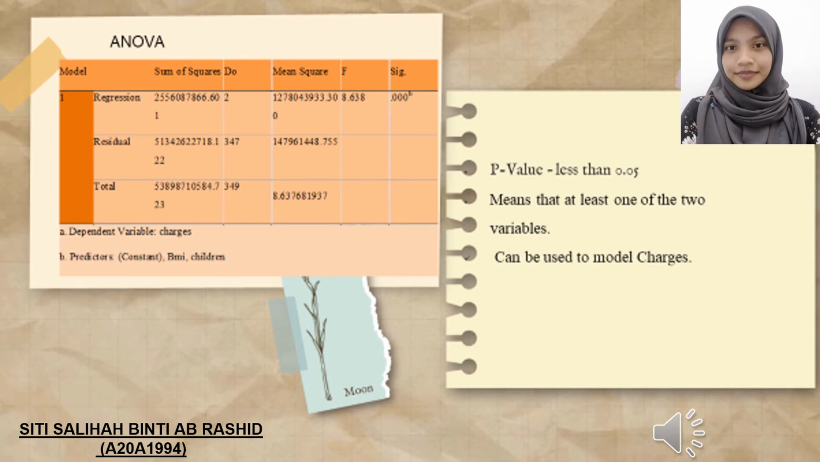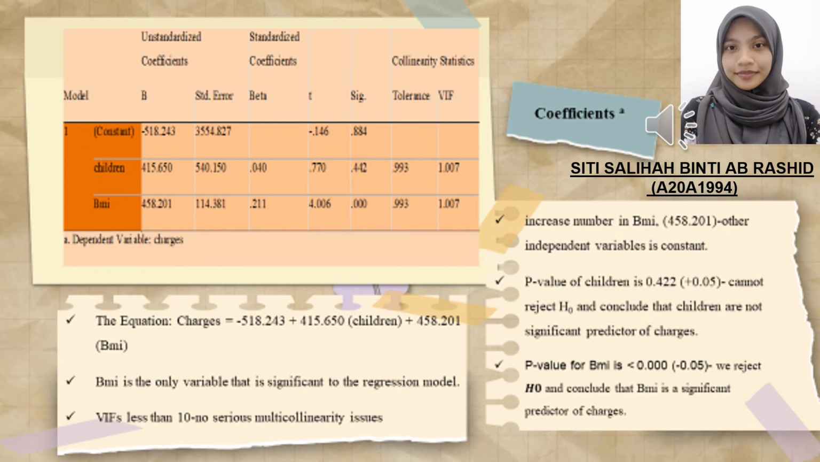In the ANOVA table, we can see the p-value is less than 0.05, which means that at least one of the two variables, BMI and children, can be used to model charge. For the equation, we have a constant of negative 518.243 plus 415.9650 for children plus 458.201 for BMI. From the coefficient table, we can conclude that BMI is the only variable that is significant to the regression model.